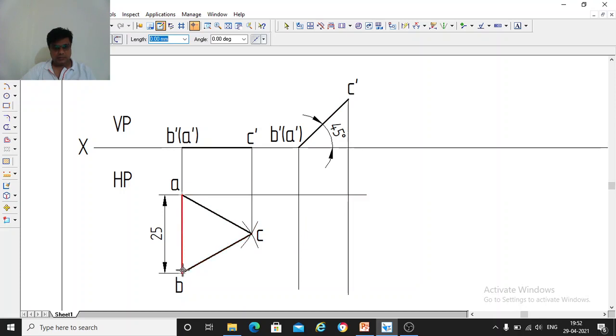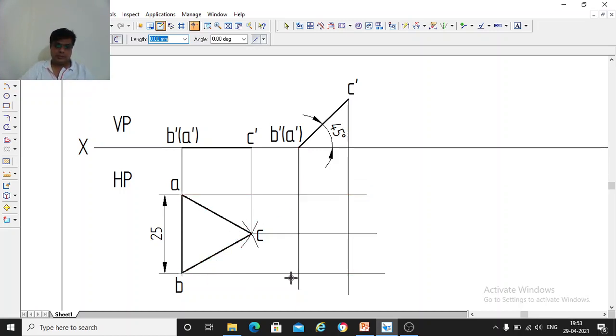From B also you draw a horizontal line. Similarly, from C you draw a horizontal line. The front view is known, A dash, B dash, C dash. For the top view A, B, C, draw the lines and see where they intersect. First let me take the point A. The top view A is here, coming like this, and the front view A dash is here. They both intersect here, so this is the new top view A.